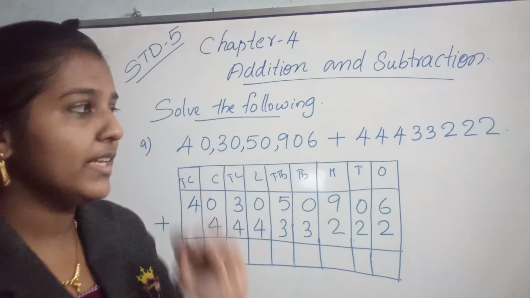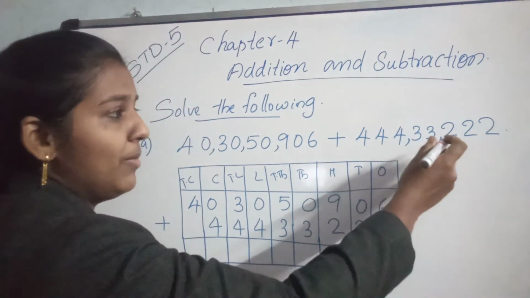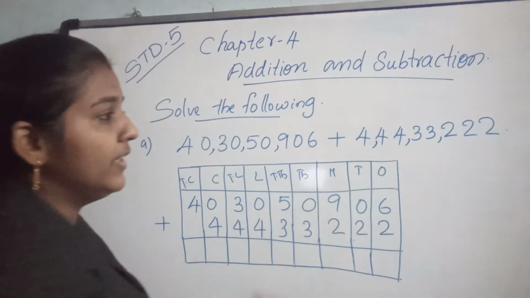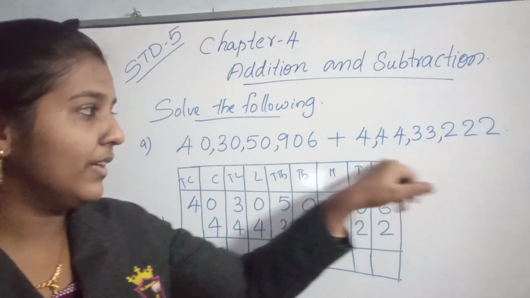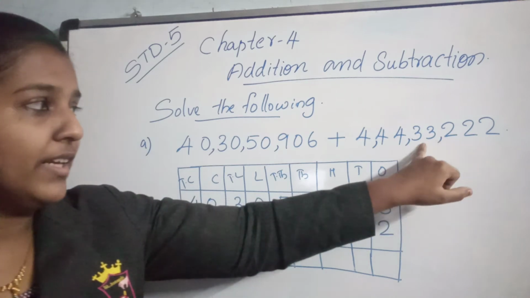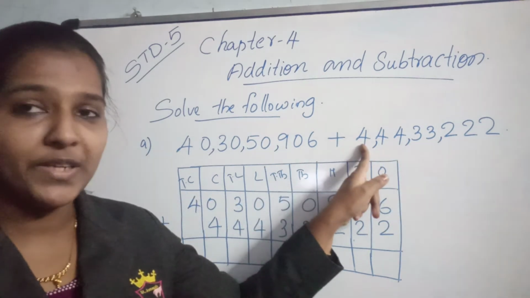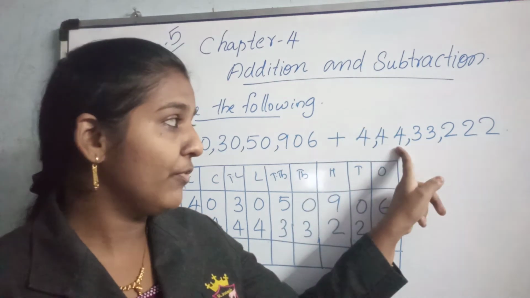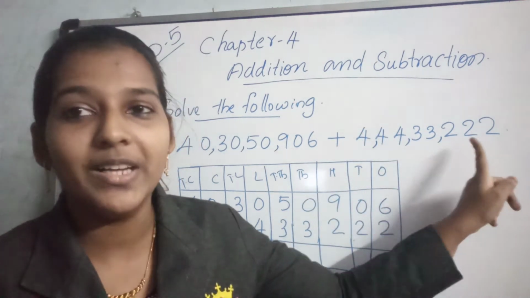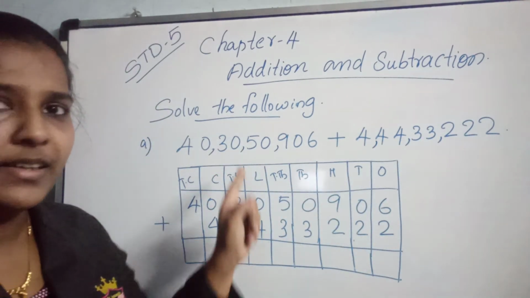Now look at the next one. I am putting the comma. First comma after 3 digits. Then after each 2 digits you can put a comma according to the Indian system. So here this is ones, thousands, lakhs, crores. Here it is crores. Here it is only 1 digit. So it is 4 crore 44 lakh 33,222. Okay.